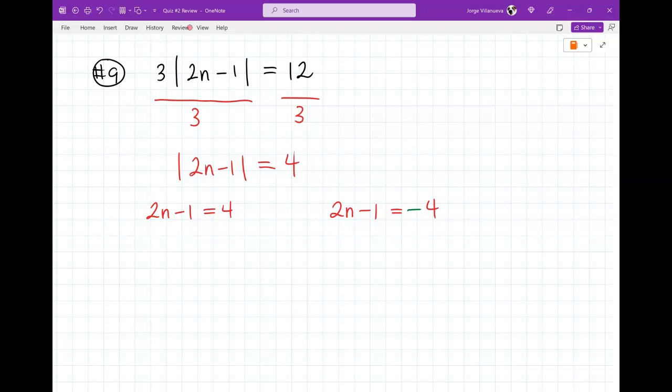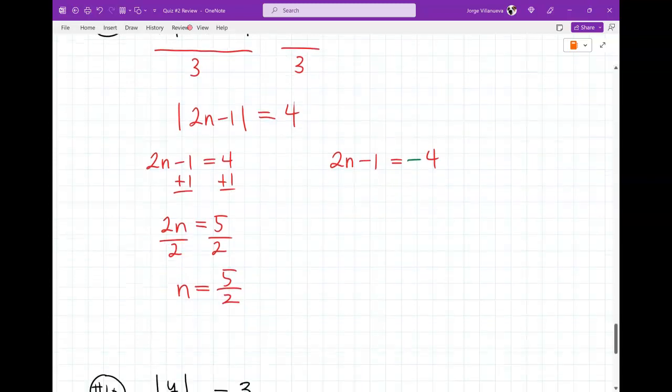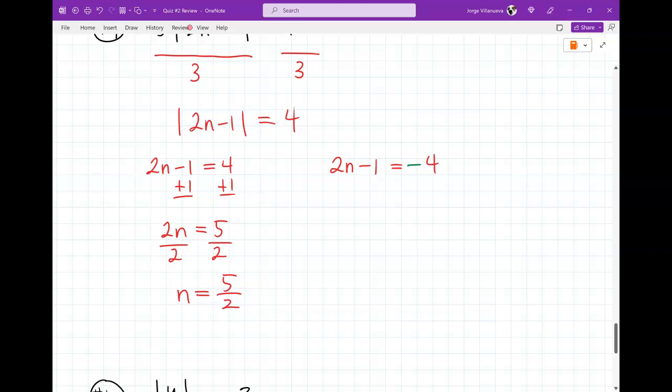All right, so on the left side equation, we're going to add 1. So that's 2n is equal to 5. And I'm going to divide by 2, but it doesn't go in evenly, but that's okay. Fractions exist, so that's going to be 5/2. Do the same thing with the other side.